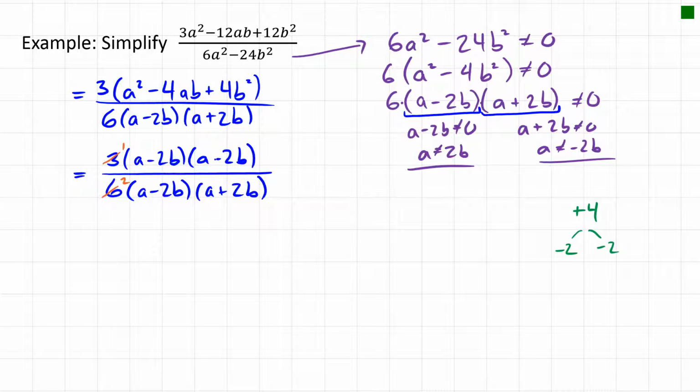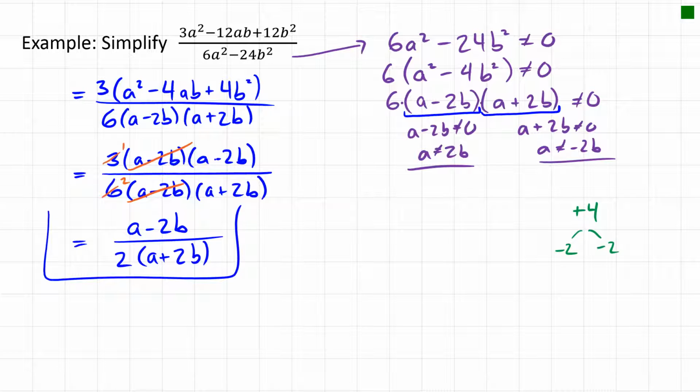And then what about our fractions? Well, about our polynomials, the factors, a minus 2b is present on both top and bottom, so they will cancel out. So we are left with a minus 2b up in the numerator and 2 times a plus 2b down in the denominator. So that's our simplified expression.